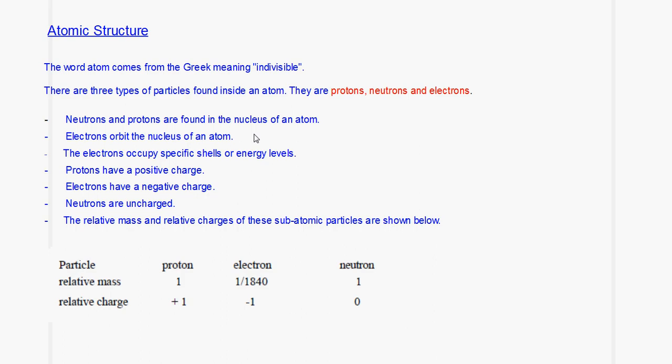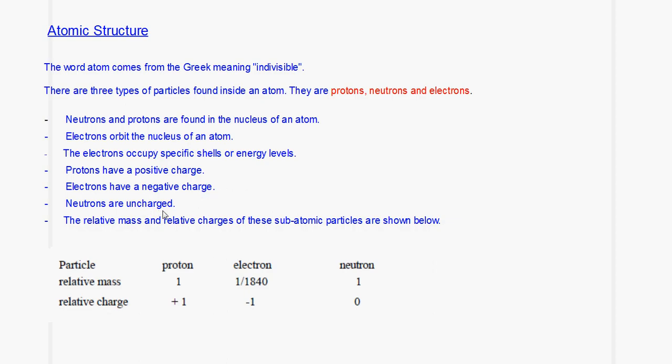Now, inside an atom we find the following particles. We find protons, neutrons and electrons. Neutrons and protons are found in the nucleus of an atom, and electrons orbit the nucleus of the atom. Electrons occupy specific shells or energy levels around the nucleus. Protons have a positive charge on them, and electrons have a negative charge.